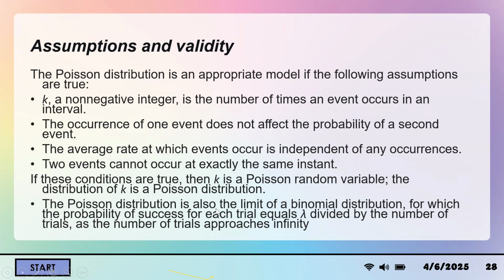So the Poisson distribution is also the limit of a binomial distribution, for which the probability of success for each trial equals lambda divided by the number of trials, as the number of trials approaches infinity.